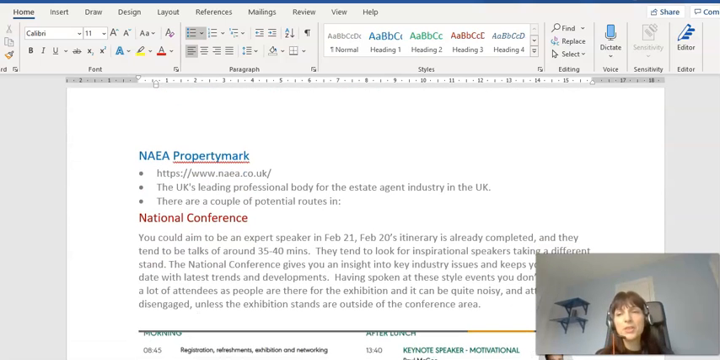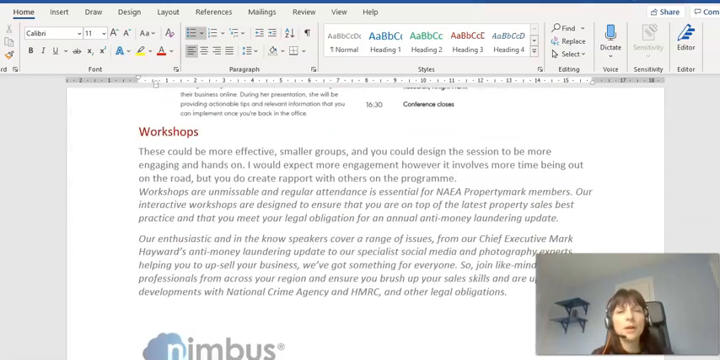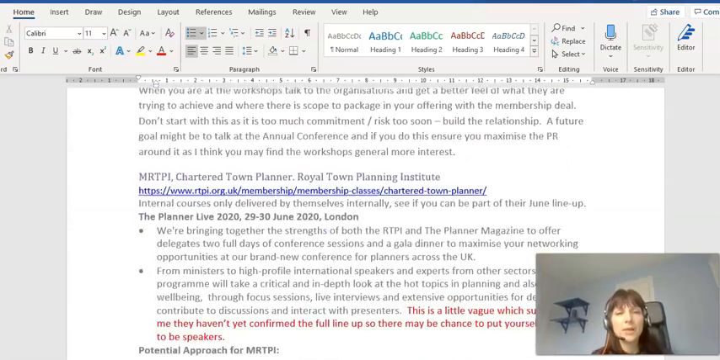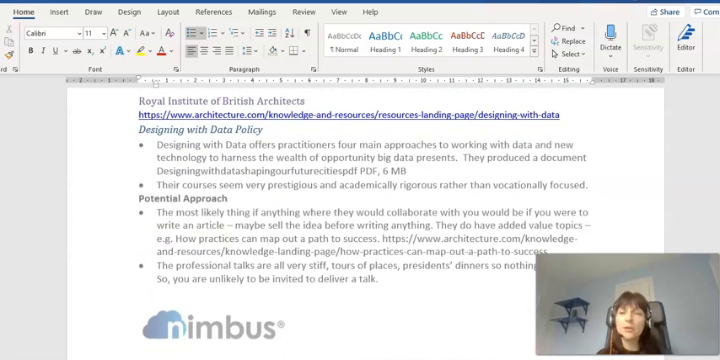There was another one, which is a property sort of quality assurance mark, and we looked there at the conferences that they run and how they could work with them. And the workshops that they could run for them. Again, I gave them a detailed approach as to what they should look at. Another obvious fit would be around architects, and we looked at the institute there.